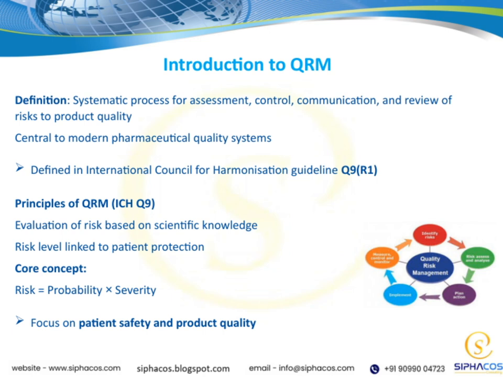At the heart of QRM is a core concept. Risk is calculated as the probability of an event happening multiplied by the severity of its potential impact. This means we focus on assessing both how likely something is to occur and how serious the consequences could be. Everything we do in QRM revolves around these principles, emphasizing a thorough, science-based approach to protect patients and ensure the highest quality of our products.